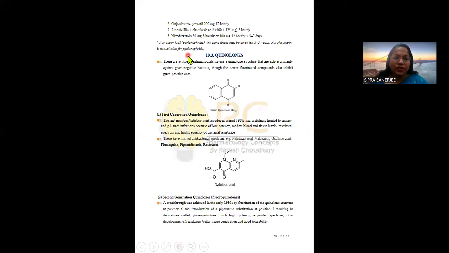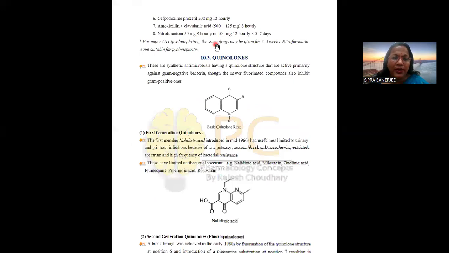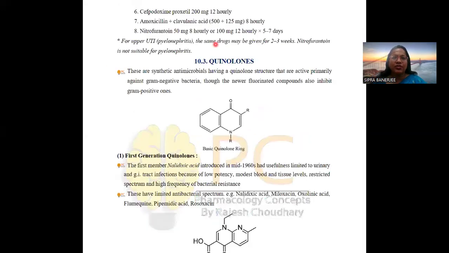Next, cefpodoxime proxetil is given 200 mg 12 hourly. Amoxicillin clavulanic acid 500 plus 125, that is 625 mg every 8 hours. Nitrofurantoin 50 mg 8 hourly or 100 mg 12 hourly for 5 to 7 days. For upper UTI, pyelonephritis, the course may be given for 2 to 3 weeks, and nitrofurantoin is not suitable for pyelonephritis.